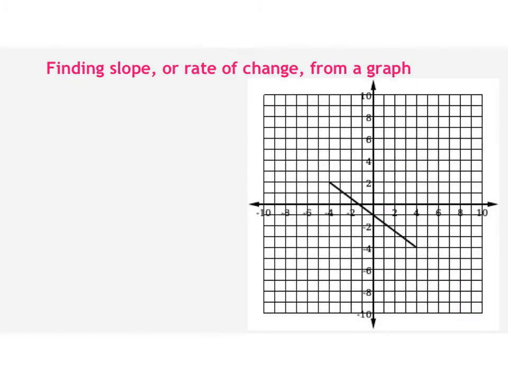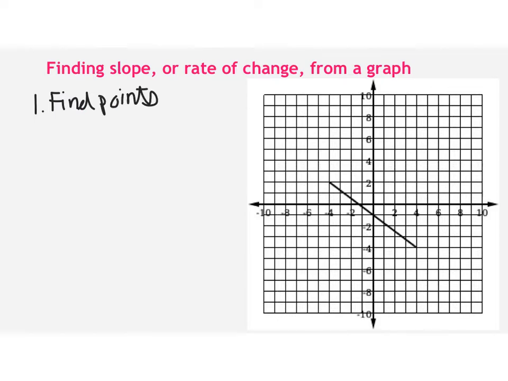Okay, so now we're going to look at a graph that's a little bit more straightforward. And we're going to look a little bit more at how to use the slope, or the rate of change, once we've found it. So remember, our first step is still going to be finding our points.